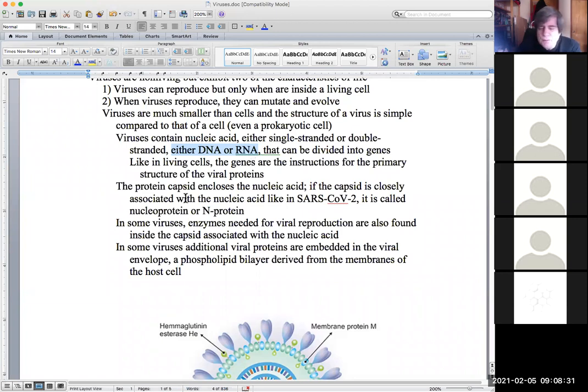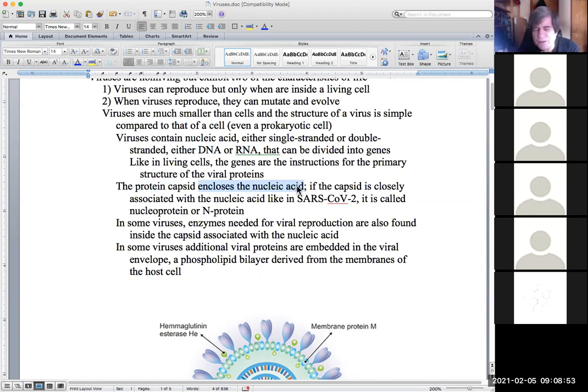So besides the nucleic acid, the only other part that all viruses have is something called the protein capsid. Sometimes just called a capsid, it's sometimes called a capsule. And this is essentially a protective layer that encloses the nucleic acid.